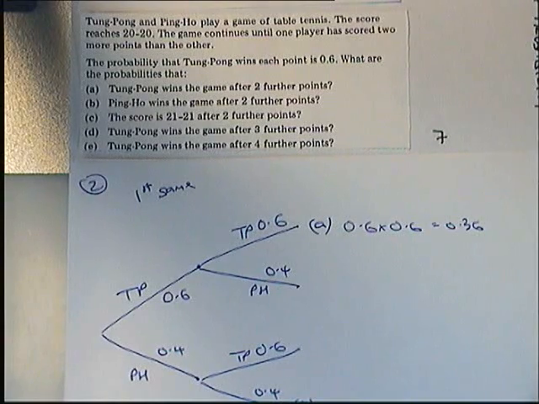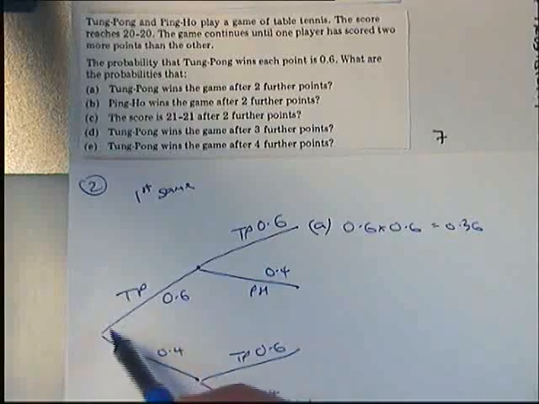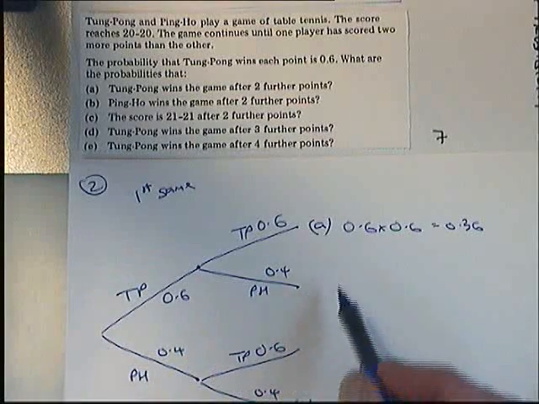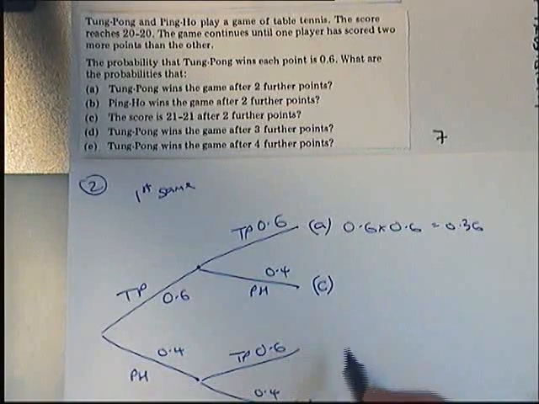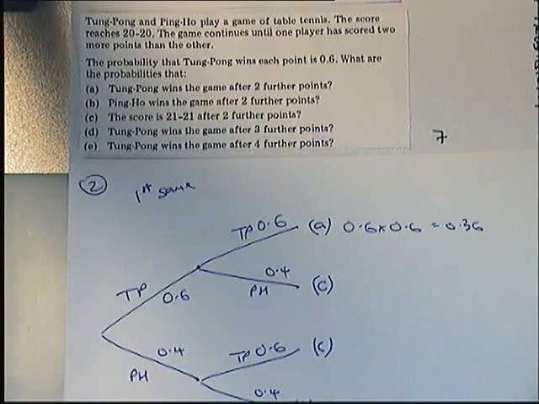Part C, the score is 21-21 after 2 further points. So it was 20-20. So if it's 21-21, what has happened over the next 2 games? They've won a point each. So it could be TP wins and then PH does. That's possible for part C. Or PH wins and then TP does. That's possible for part C.